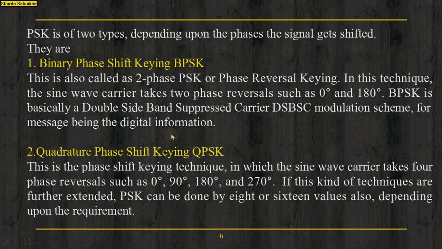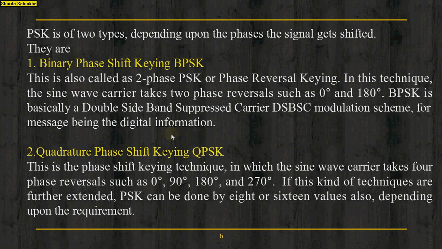PSK has two types depending upon how the phase of the signal gets shifted. First one is binary PSK and second one is quadrature phase shift keying. In binary phase shift keying, also called 2-PSK or phase reversal keying, the sine wave carrier takes two phase reversals, such as 0 degree and 180 degree. The BPSK is basically a double sideband suppressed carrier, that is DSBSC, modulation scheme for the message being digital information.